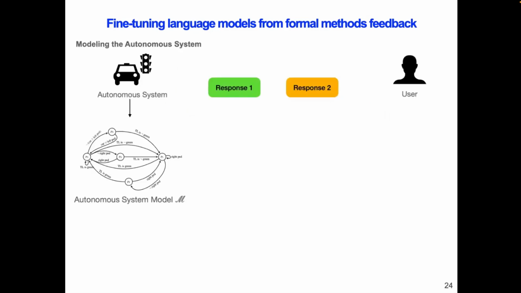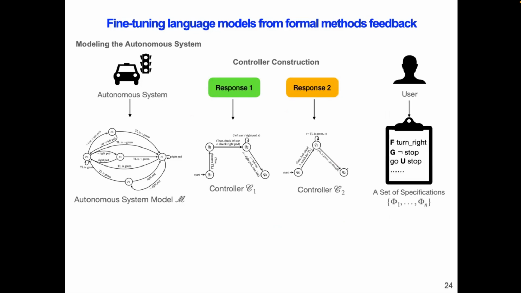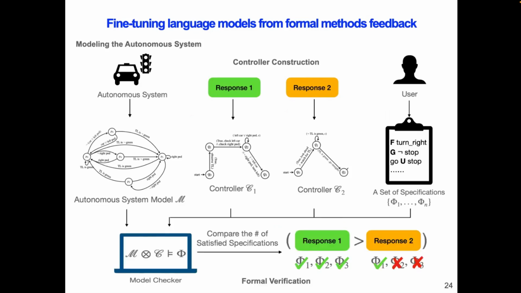And then here's a little bit of a zoom into that one box there. You generate two responses, you turn them into finite state controllers. You have a set of specifications that you care about, you check against them. And then let's say response one satisfies three of these specifications, response two satisfies only one of them. Which one would you like? Right, response one. And that is ranking information. Okay, so that is that.